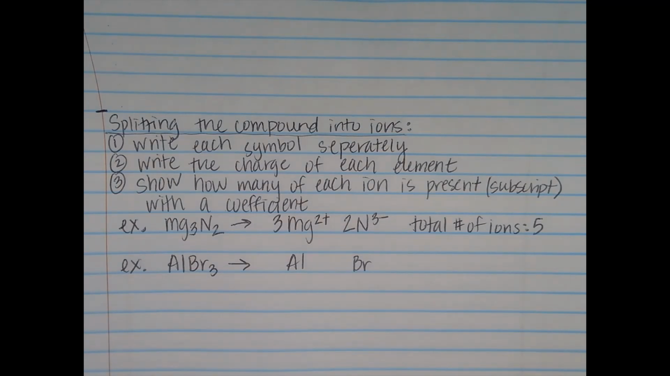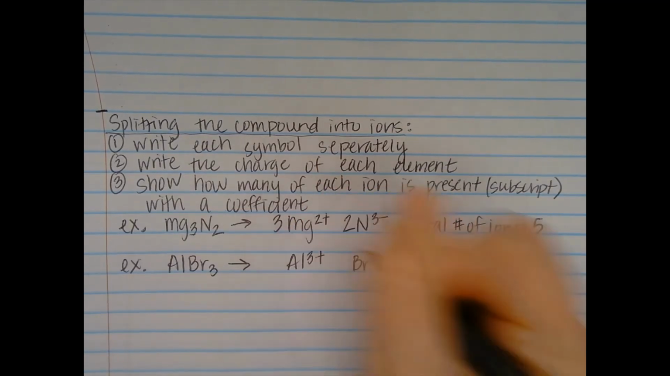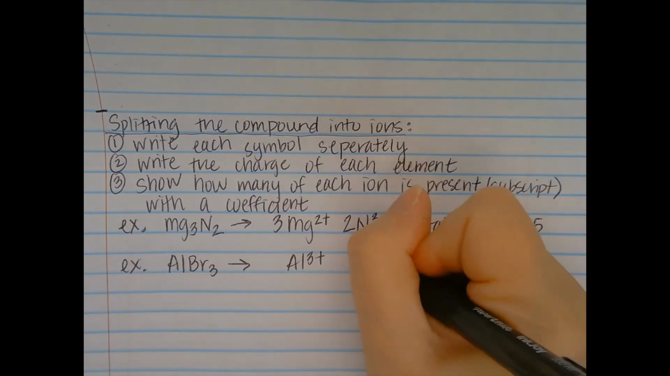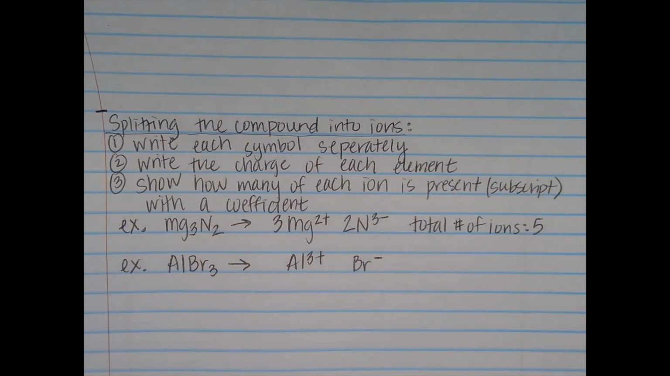Step 2, write the charge of each element. Okay, well, aluminum is in group 3A, and it's a metal, which means it has 3 valence electrons to give up. So when it gives up those 3 valence electrons, it forms a 3+ charge. Okay, well, bromine is in group 7A, which means it has 7 valence electrons, which means it needs 1 more to gain. So bromine forms a 1- charge.